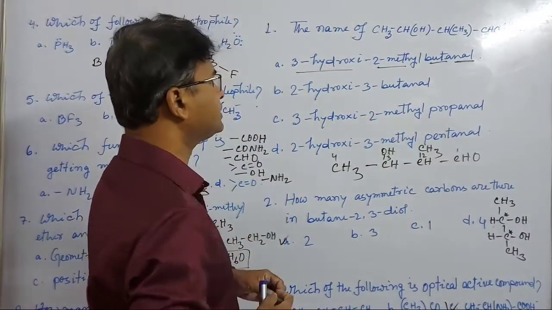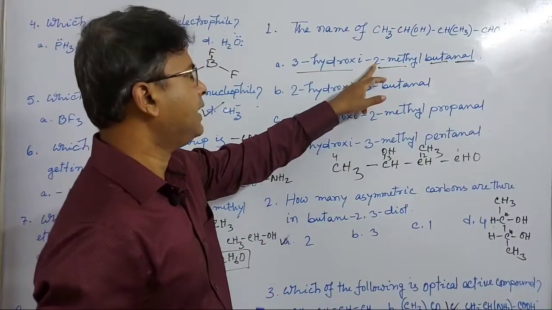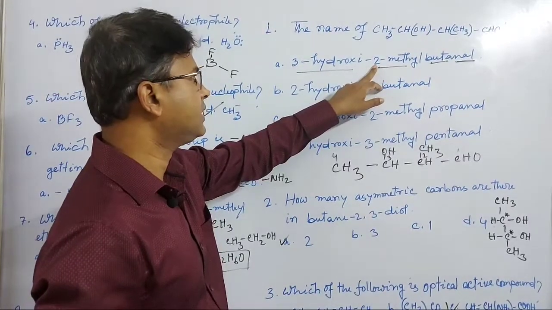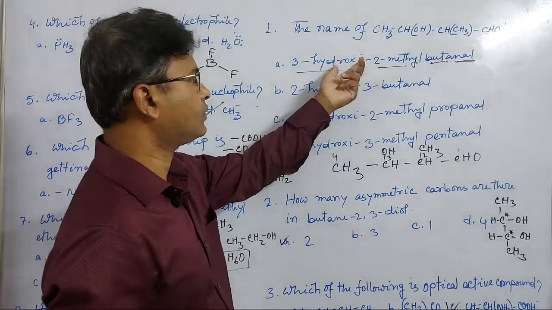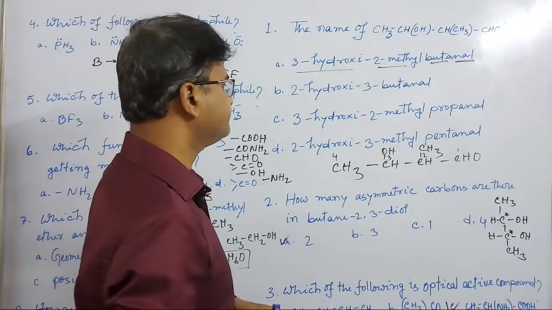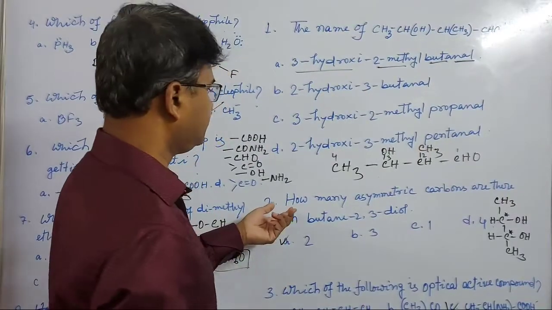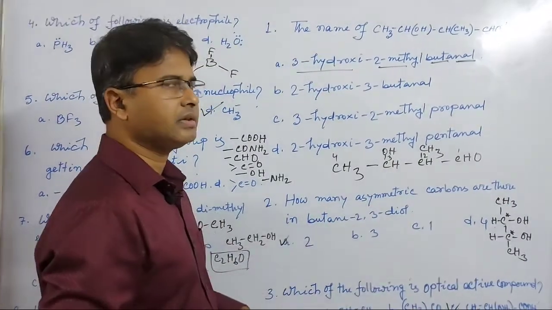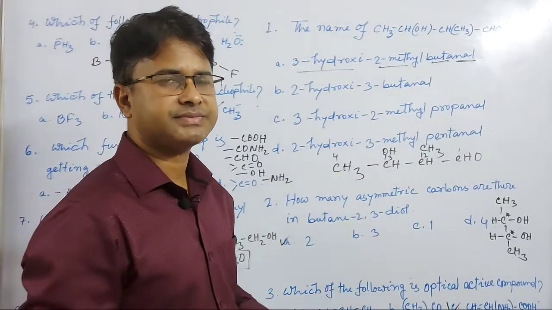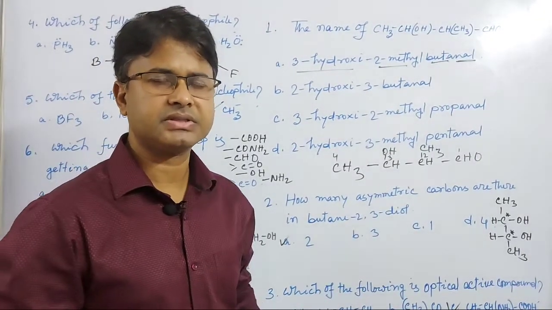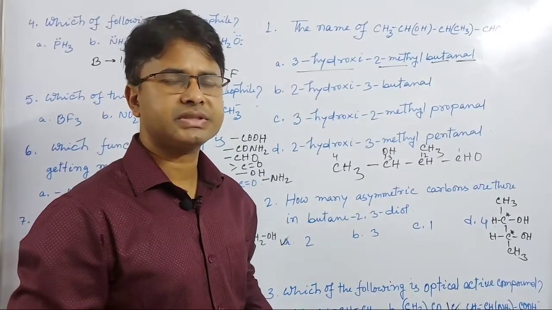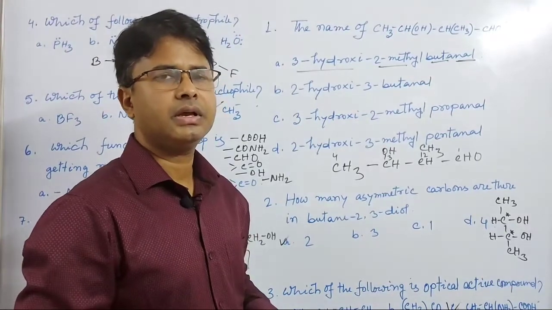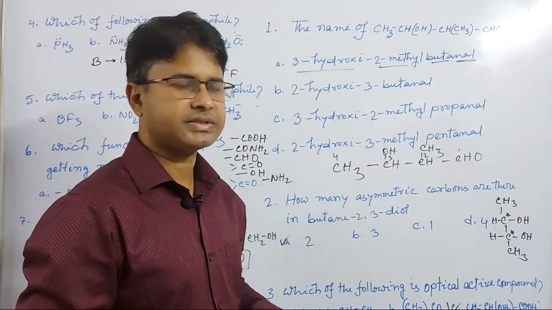And dear students, it is noted that I have to give a hyphen on both sides of the digit. If there is any word and then a digit, I have to write a hyphen here. How many asymmetric carbons are there in butane 2,3-diol? First, you have to know what is asymmetric carbon. Asymmetric carbon is also known as chiral carbon. The carbon which is bonded with 4 different atoms or groups is known as chiral carbon or asymmetric carbon.